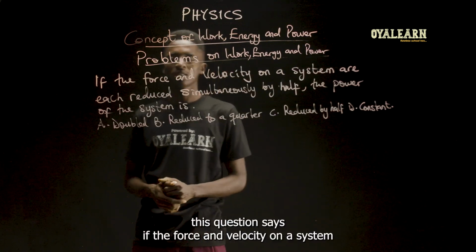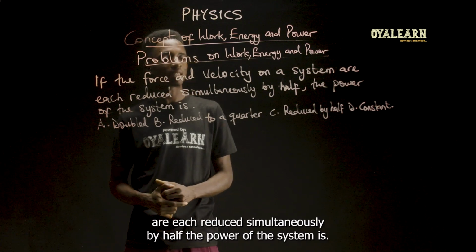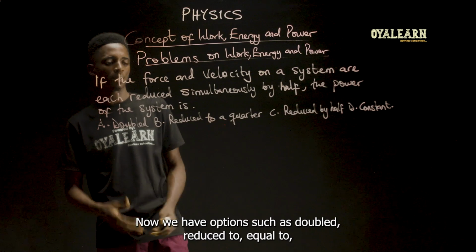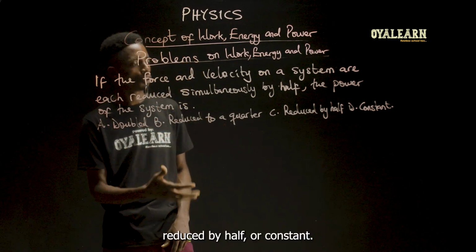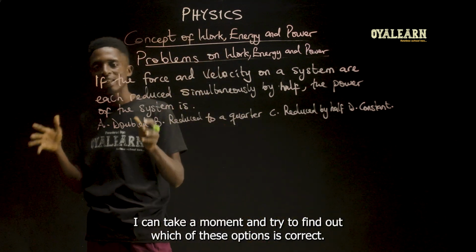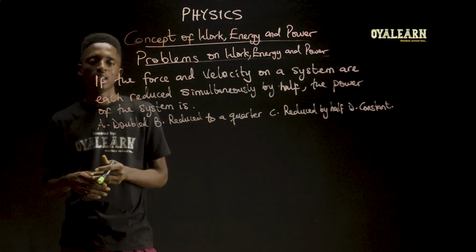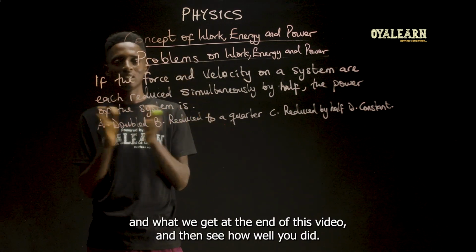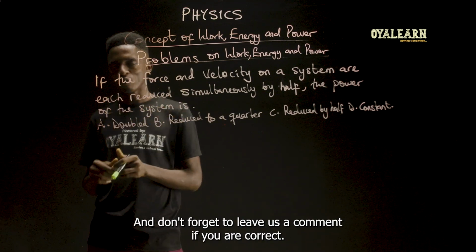This question says, if the force and velocity on a system are each reduced simultaneously by half, the power of the system is... Now we have options such as doubled, reduced to a quarter, reduced by half, or constant. Now you can take a moment and try to find out which of these options is correct. Compare what you get to what we get at the end of this video and see how well you did. And don't forget to leave us a comment if you are correct.